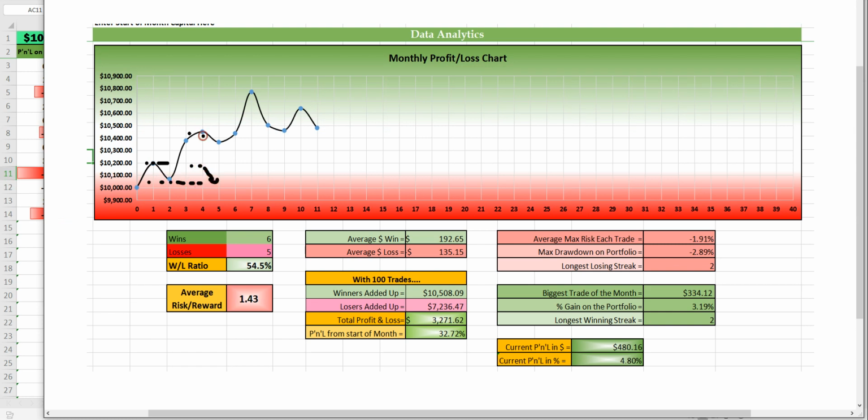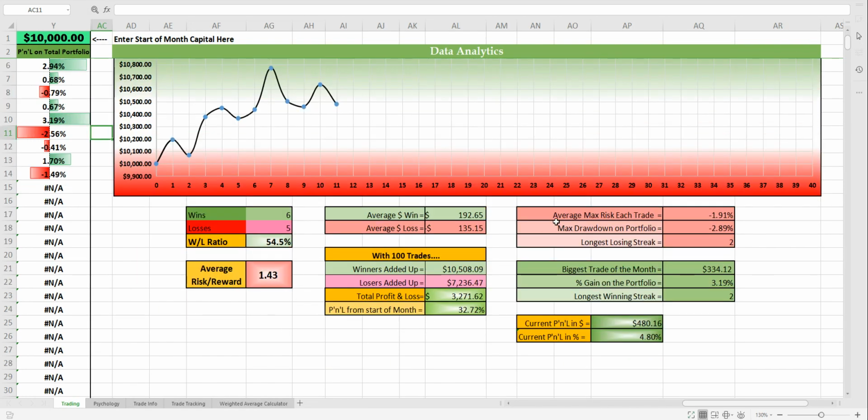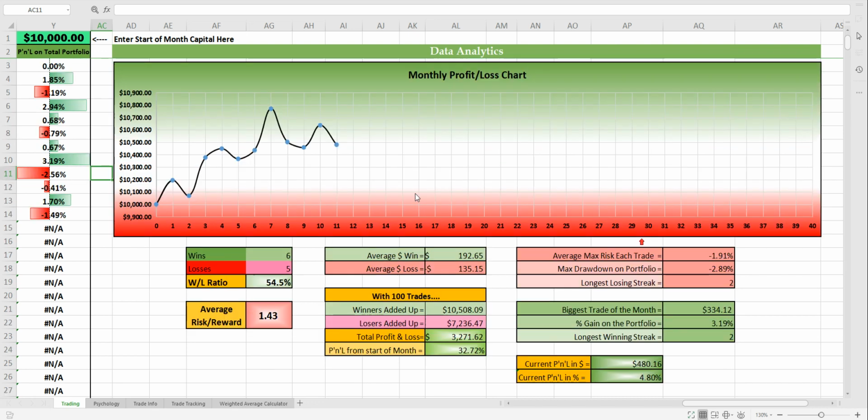We can see from the high right here to the low, that is a certain drop, and that is the maximum drawdown that you're going to have on your P&L. And this shows it right here. So my maximum, or this trader's maximum drawdown on portfolio in this example, 10 trades, is going to be 2.89.